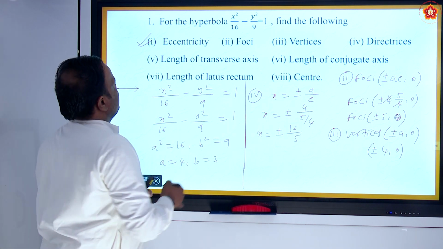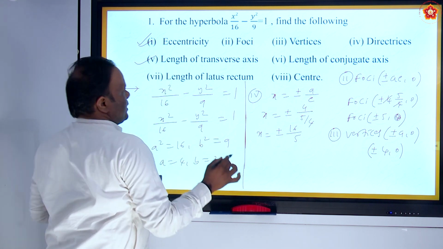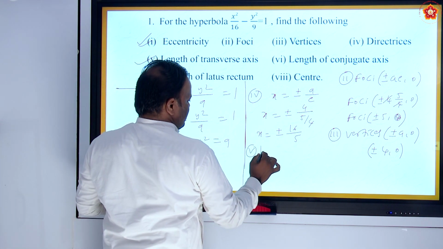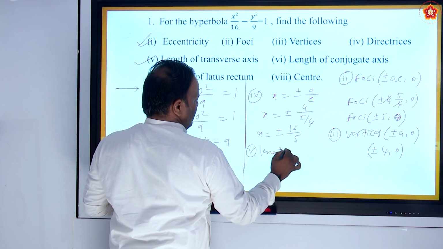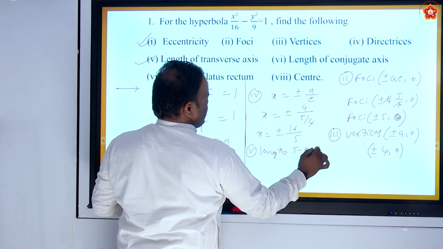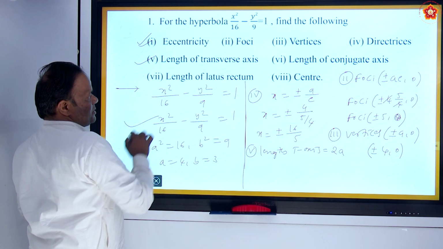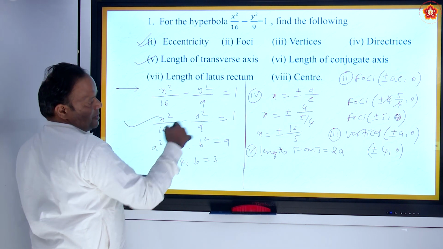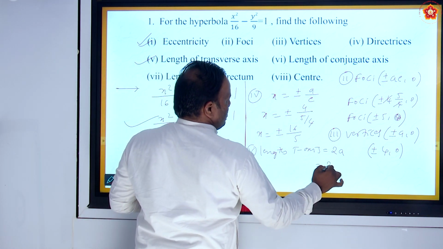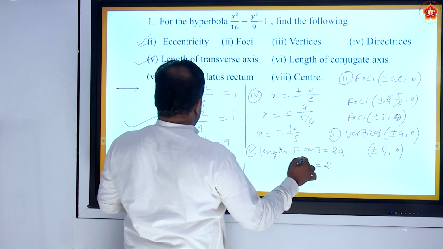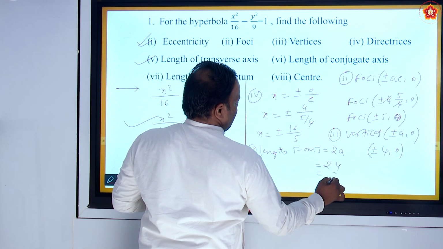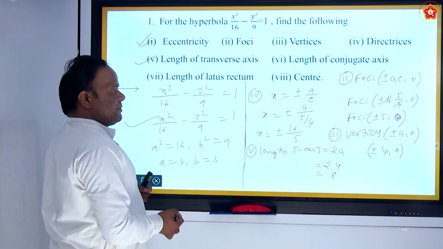Okay. Next, length of transverse axis. The fifth one is the length of transverse axis. The formula is 2a. For this hyperbola, x square by 16 minus y square by 9 equal to 1, this is equal to 2 into a, where a is 4. 2 fours are 8. 8 is the length of the transverse axis.